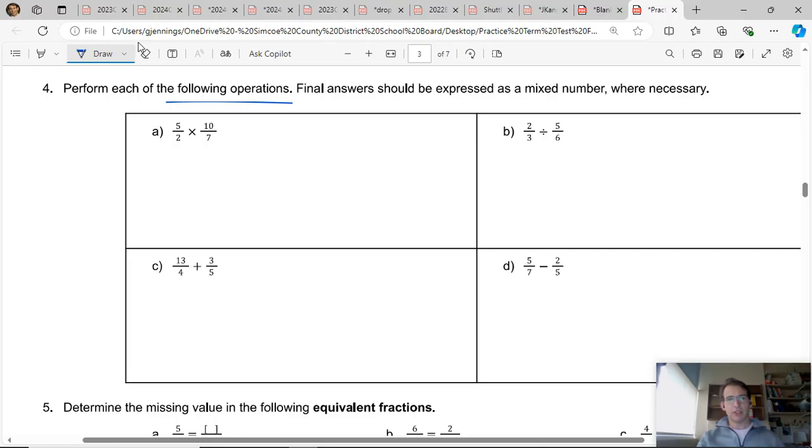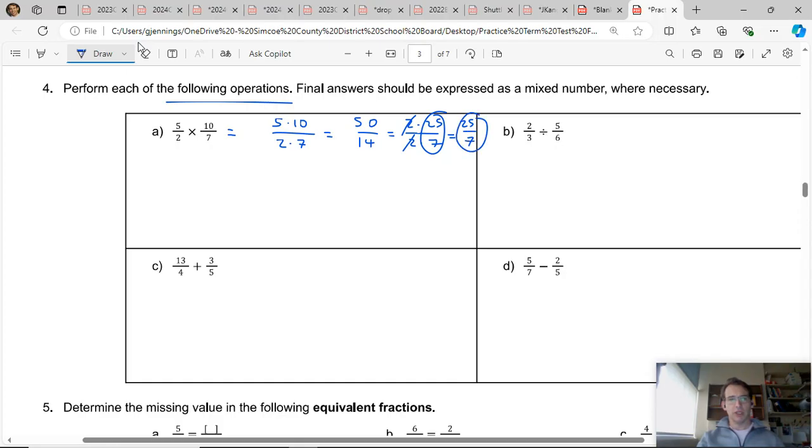So 5/2 times 10/7 is equal to, you can do it this way, 5 times 10 on top over 2 times 7 on bottom, which is equal to 50 over 14, which is equal to 2 times 25 over 2 times 7. Cancels, cancels. There's your answer, 25 over 7.